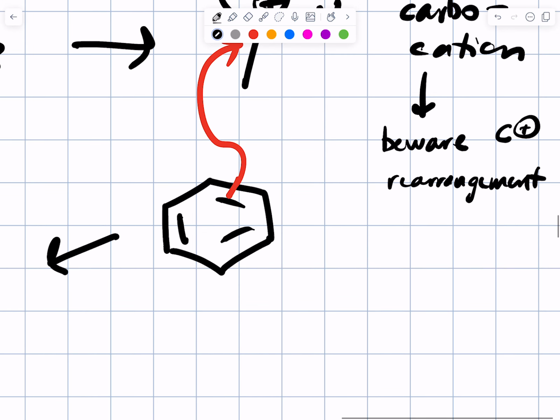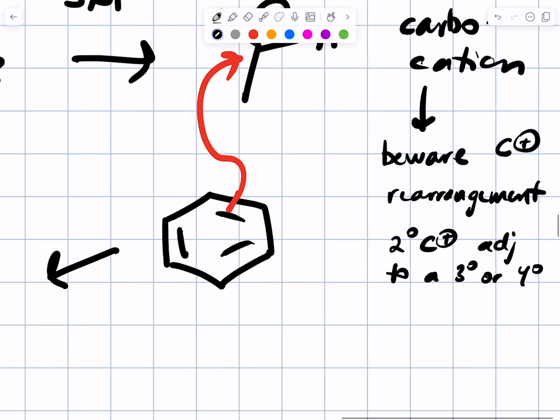That is, be aware of when you form a secondary carbocation adjacent to a tertiary or a quaternary carbon, where a rearrangement could give you a more stable carbocation. I do want you to be aware of that. However, there's something in your text I want you to not care about.